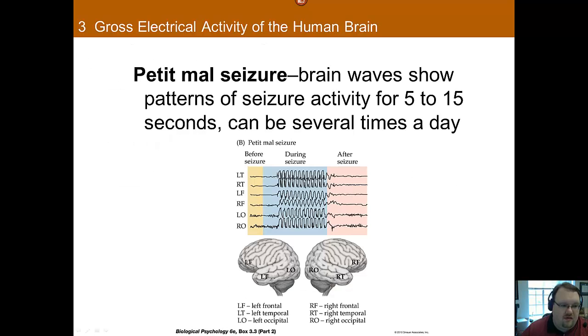There are also petit mal seizures. This is where the brain waves sync up, but for a shorter period of time, usually about 5 to 15 seconds, and it can happen several times a day. They differ from grand mal seizures in several ways. There isn't any unusual muscle activity, except the person may stop and stare for a little bit. The events during the seizure are not remembered, but after the petit mal the person is conscious and lucid, and aware of everything before and after. So you don't have the confusion you'd see with a grand mal seizure.